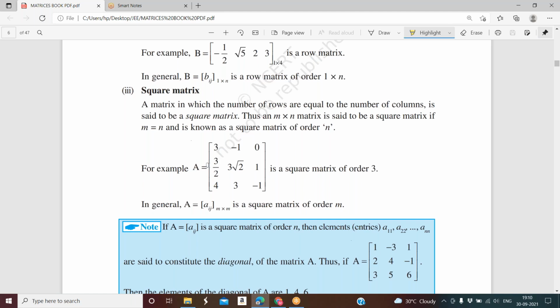For example, A is a matrix. It is a 3 by 3 matrix. Here there are 3 rows and we can see 3 columns. Here the number of rows is 3 and number of columns is also 3. Since both are equal, we say that matrix A is a square matrix of order 3. So in general, A is matrix Aij over m cross m. So what is your n? It is also m. So this is a square matrix of order m. It's like a square: number of rows equal to number of columns.